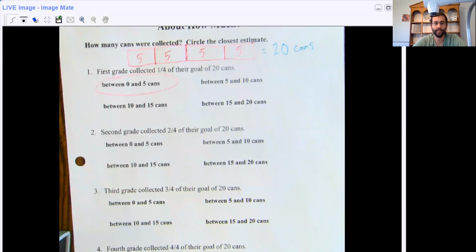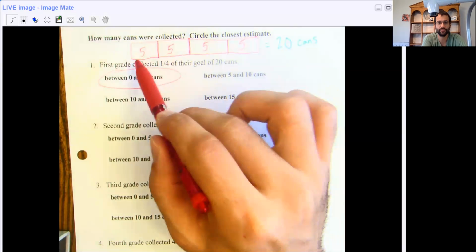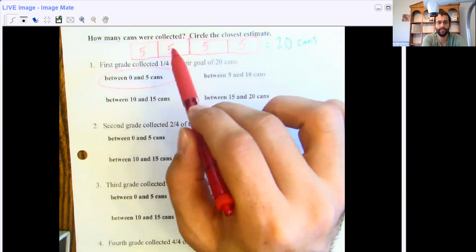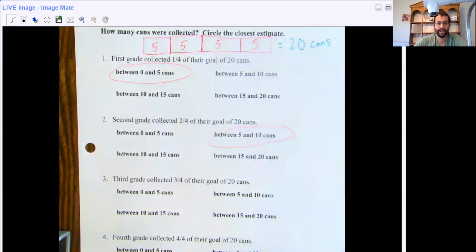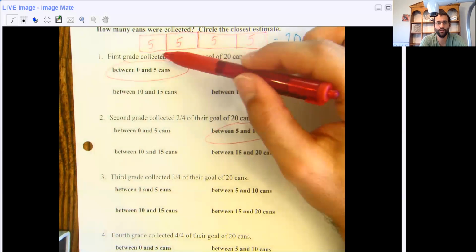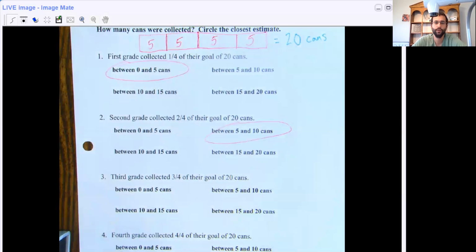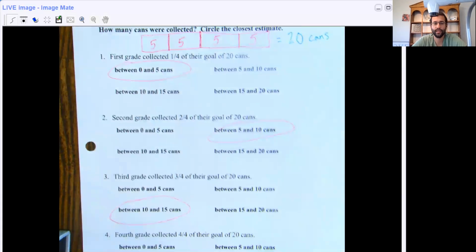Second grade collected 2/4 of their goal. They collected 2 pieces of their goal. 5, 10, 2 out of the pieces. So we're going to say that was between 5 and 10. Third grade collected 3/4 of their goal, 3 pieces. 1, 2, 3 pieces. That's going to be 15, or about 15. So we're going to say between 10 and 15.